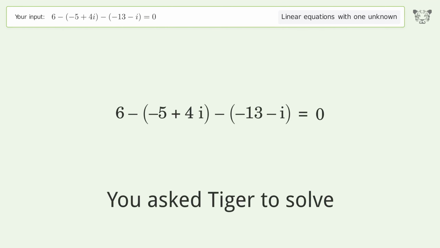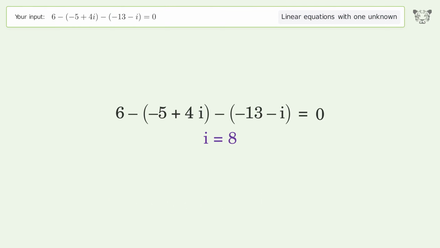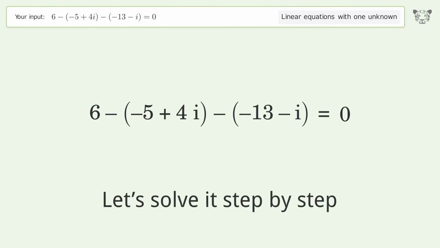You ask Tiger to solve. This deals with linear equations with one unknown. The final result is I equals 8. Let's solve it step by step.